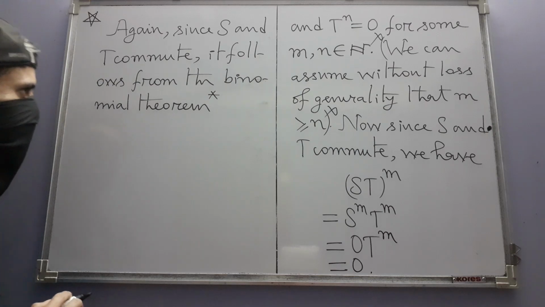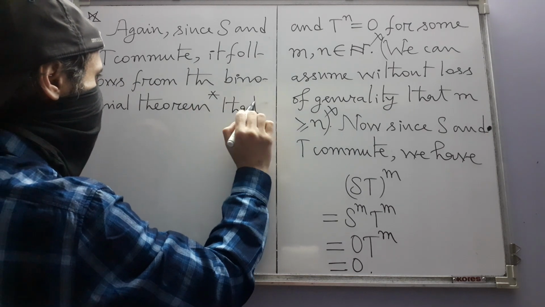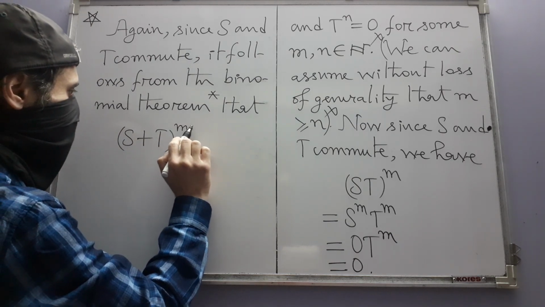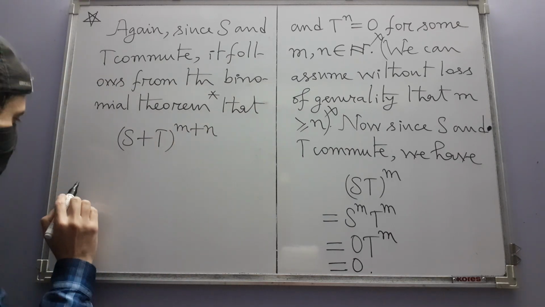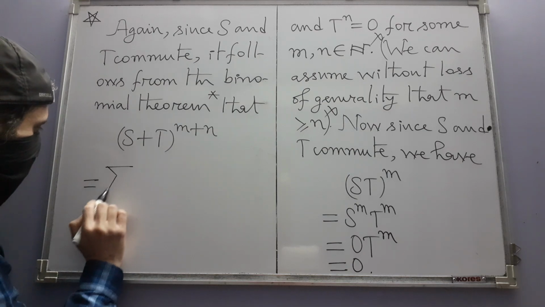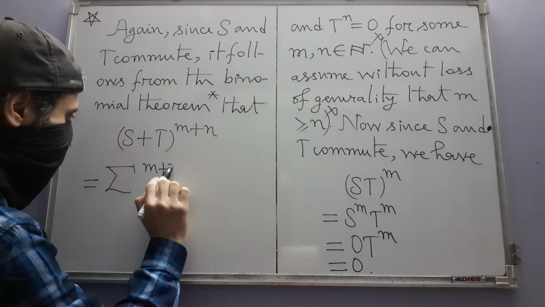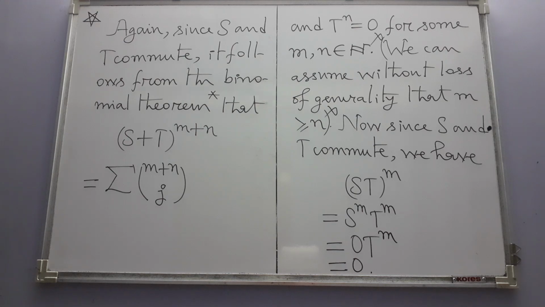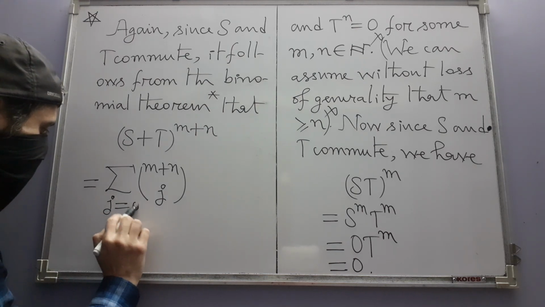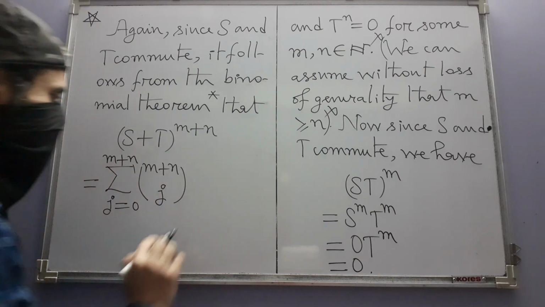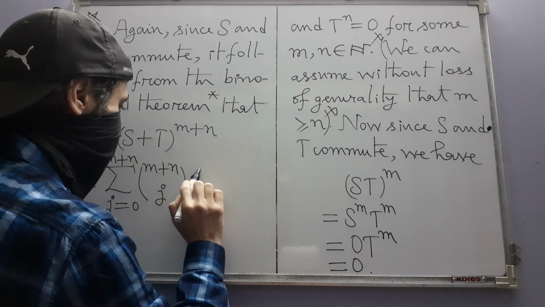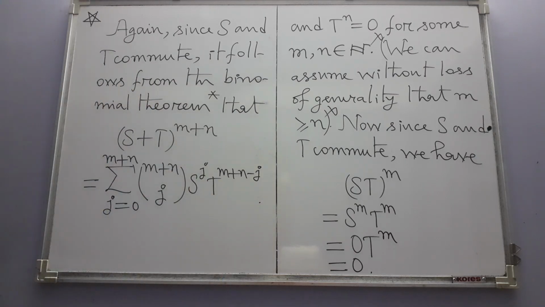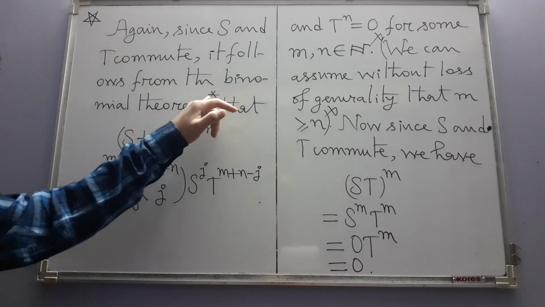I am putting a star here, that S plus T to the power m plus n is equal to the summation, m plus n choose, say I call it j, the binomial coefficient, where j varies from 0 to m plus n, times S to the power j times T to the power m plus n minus j. Okay. Now, what is this star?